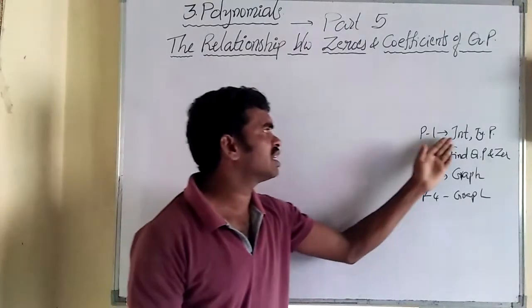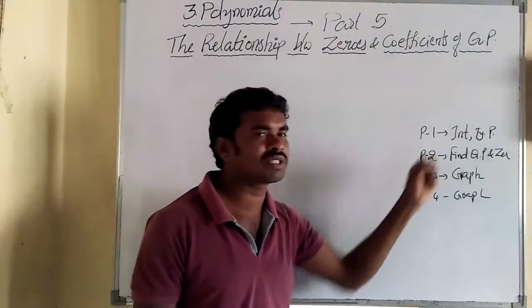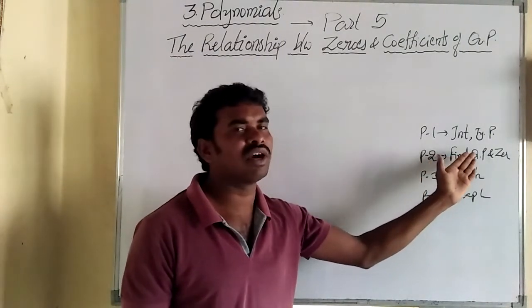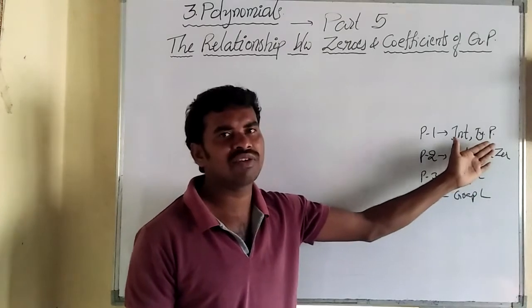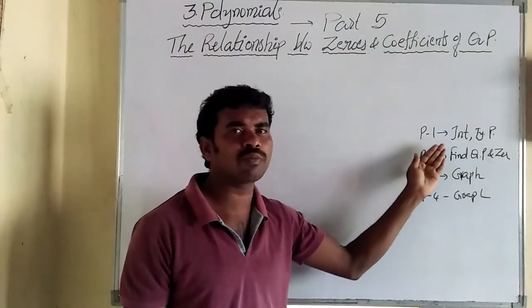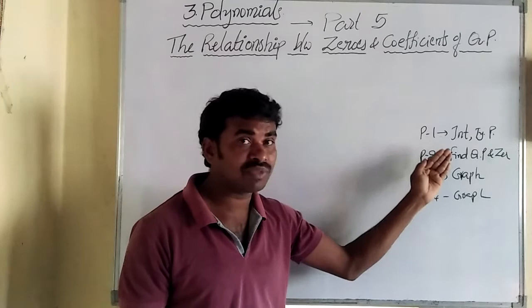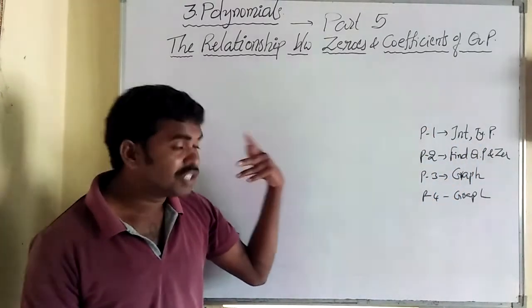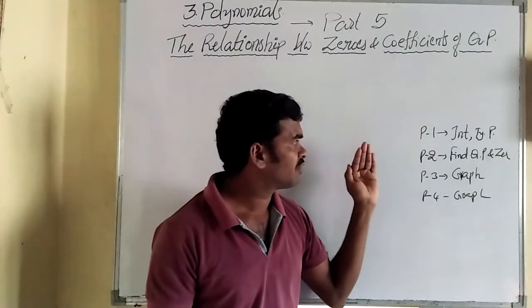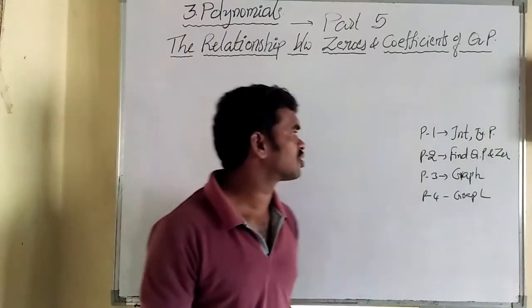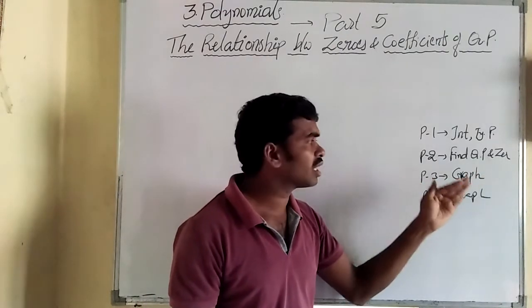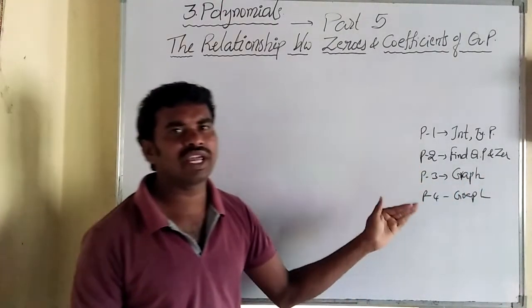In part 1 we discussed the introduction and the types of polynomials. In part 2 we discussed how to find a quadratic polynomial when zeros are given, how to find a quadratic polynomial when the sum of the zeros and the product of the zeros are given, and if a quadratic polynomial is given, how to find the zeros. And in part 3 we covered how to draw the graph of a given quadratic polynomial.